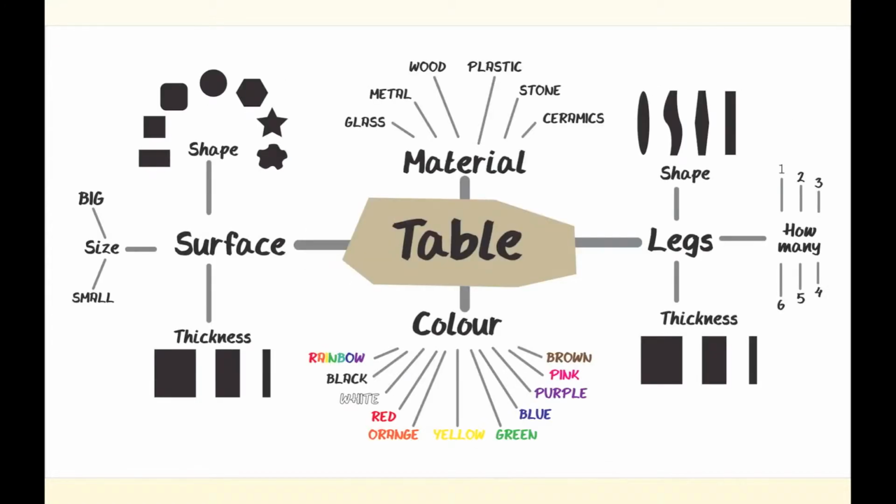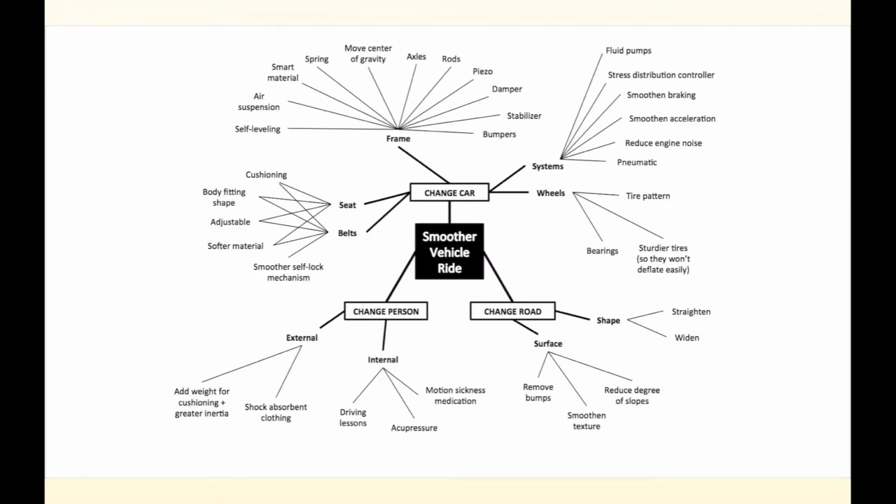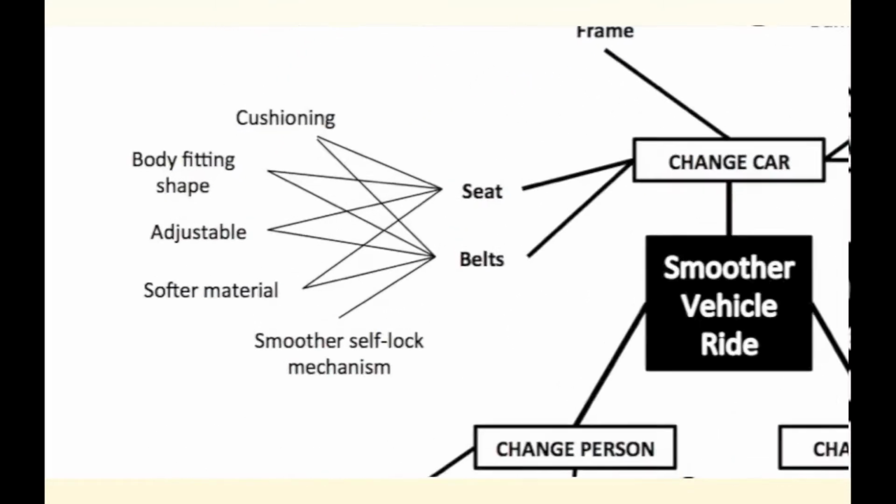Within this table example, we see that aside from main topics like color and material, there can also be variety within subtopics, such as shape or size within surface. Mind maps also help with exploration. For this technical example, notice how change car, rather than wheel design, opens up other concept avenues for smoother vehicle ride.